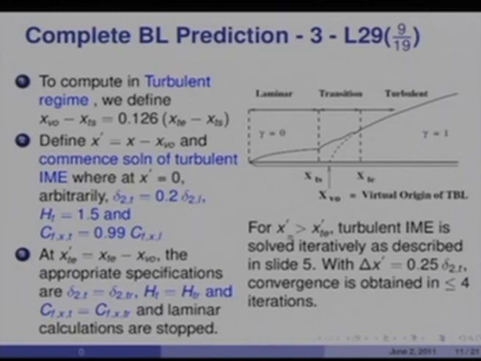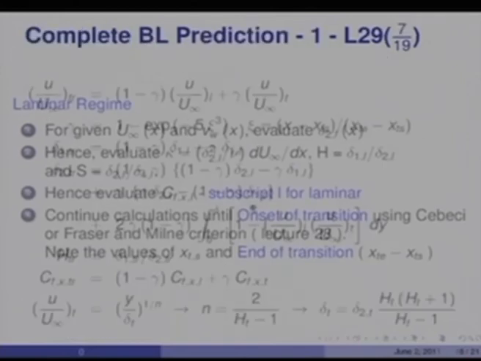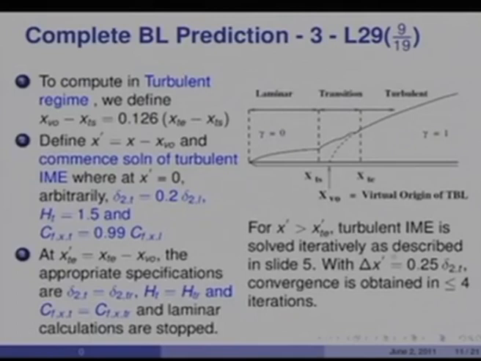So, for x dash greater than x dash t e, the turbulent integral momentum energy equation is solved iteratively, as described earlier, and the iterations are required particularly when h is a function now of pressure gradient and the suction and blowing parameter as well. So, we just use this iterative method to compute the flow through the turbulent layer.